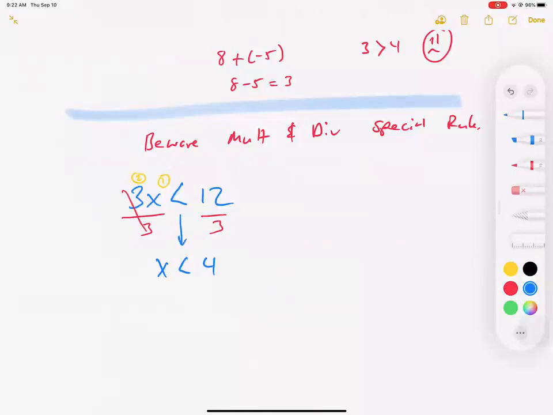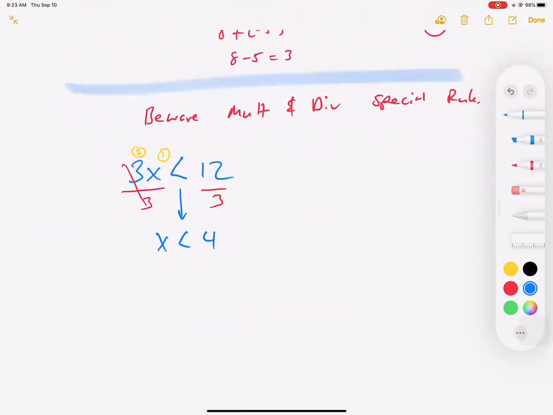Please notice that the sign has not changed. For addition, for subtraction, it has not changed. Even for this simple problem here, it has not changed. So we're saying that x is less than 4. Now, to double check, pick a number less than 4. Let's try 3. Isn't 3 less than 4? Check it. Is 3 times 3 less than 12? That's a true statement. We did a good job.